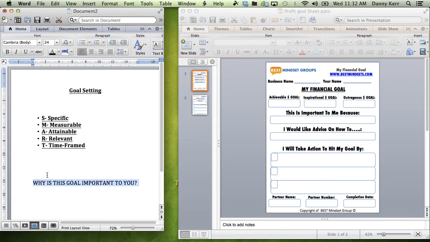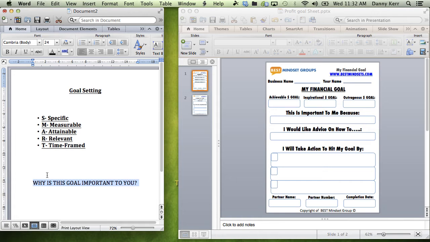Really attach the why behind what you're setting your goals on. A lot of us, especially in the beginning, need to set financial goals. Really tie that money to something that's meaningful to you, because otherwise it's just paper or just numbers on a screen. We need to have the why behind what we do in our business. It's so, so important. So that's the basic idea of everything that we do in Best Mindset when it comes to goal setting.